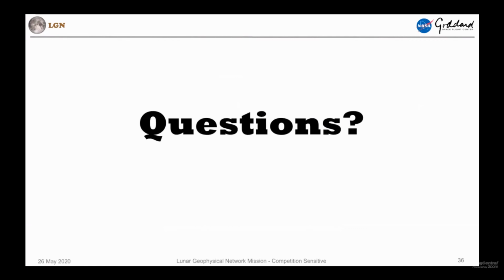Let's see. So we've got a couple other questions. We have a question from Suniti at LSU. What are the science team's plans for integrating regional bulk geochemical observations from prior missions with seismic insight into the moon's thermal history?